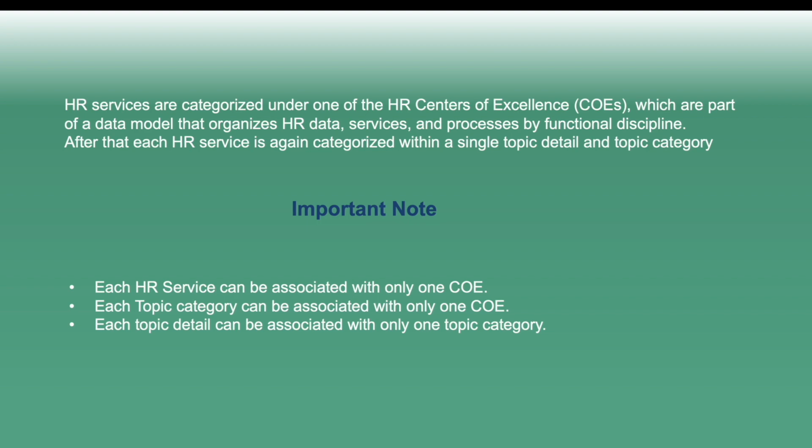A few points to be kept in mind. Each HR service can be associated with only one COE. Each topic category can be associated with only one COE. Each topic detail can be associated with only one topic category. Here a question arises: why do we need categorization of HR services, like the first level, that is topic category, and the second level, that is topic detail? Actually, categorization of HR services makes searching and reporting of HR services easier, and HR services can be aligned based on their functional discipline.